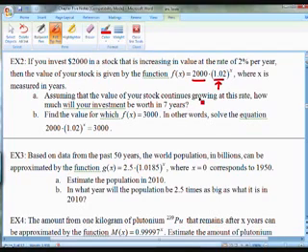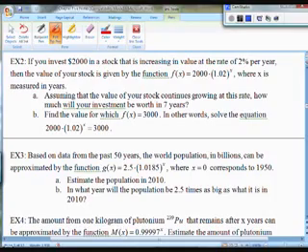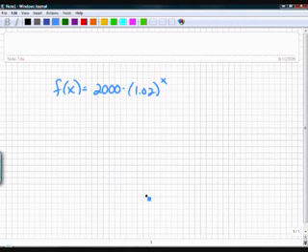Assuming that the value of your stock continues to grow at this rate, how much will your investment be worth after 7 years? So where's the 7 go? The x. So all you've got to do there is 2,000 times 1.02 to the 7th power. So let me pull up my calculator. So again, all we've got to do is 2,000 times, after 7 years, so f of 7 is what you're finding. 2,000 times 1.02 to the 7th power.